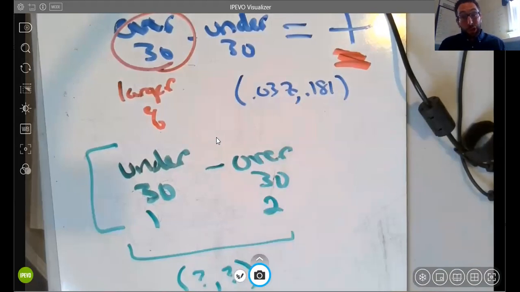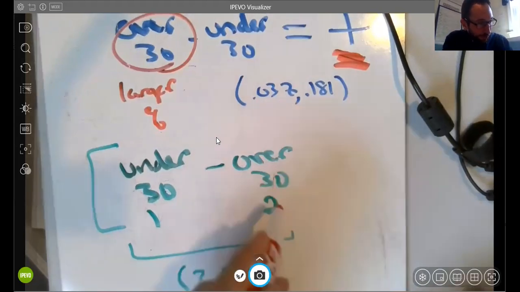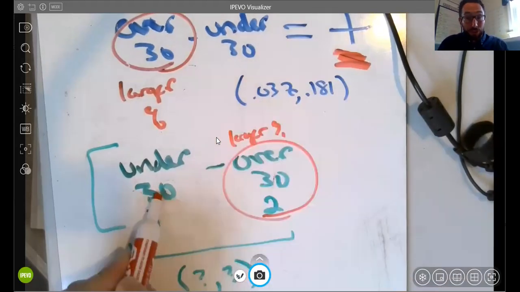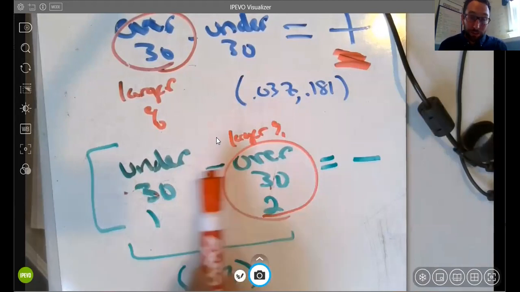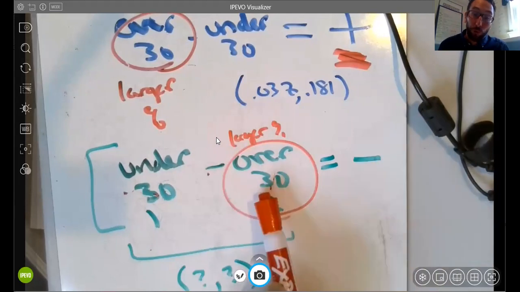A hint is, we have to arrive at the same conclusion that the over 30 is the larger percent. So down here, if the over 30 is the larger percent, a smaller percent minus a larger percent is going to give us a negative difference. So if we subtracted in this order and got a negative difference, that's still telling us that the percent of people over 30 who snored was larger.